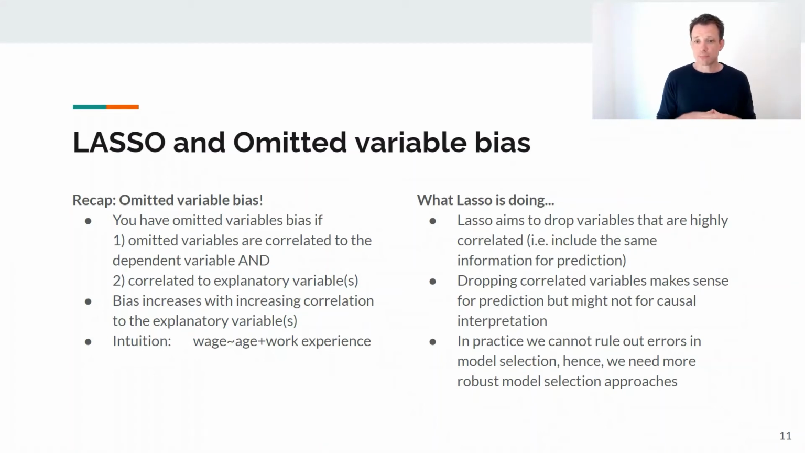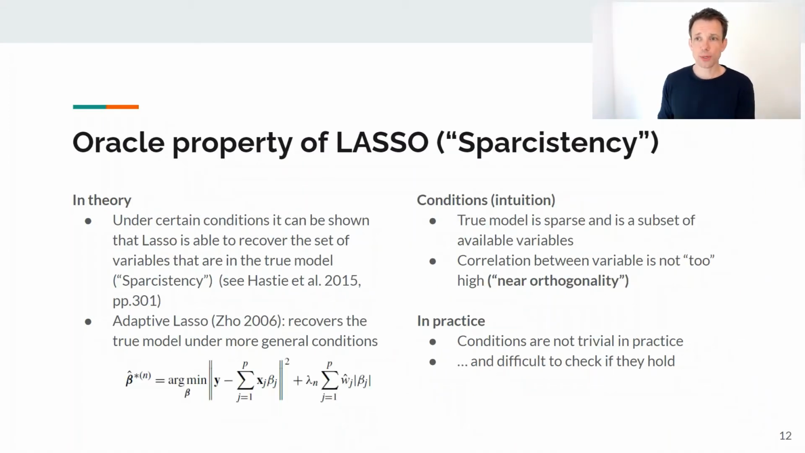The problem is that in practice we cannot rule out errors in model selection, and those errors would then directly lead to omitted variable bias. Therefore we would want model selection procedures that are more robust and protect us from these kinds of biases. Okay, but before we come to these more robust approaches, let's assume that Lasso would be able to recover the true model without any omitted variable problems. And actually, the theory behind Lasso is quite optimistic that Lasso is capable of doing so.